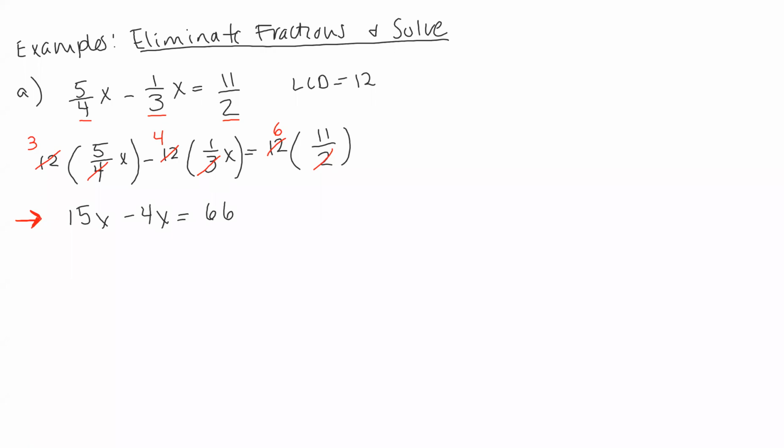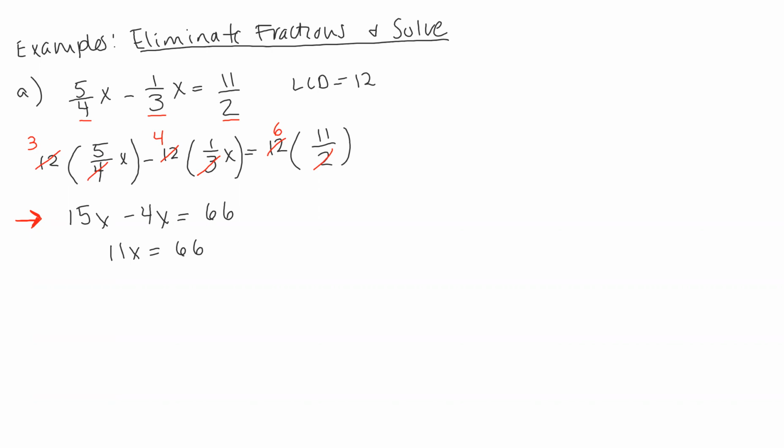We don't have any parentheses, but we do want to see if we can simplify the left or the right-hand side, and we can simplify the left. If we look at the left-hand side, we have 15x minus 4x. That would simplify to 11x, and that's going to equal 66. So now we have a single variable term equaling a single constant term. So at this point, we want to do that final step to solve.